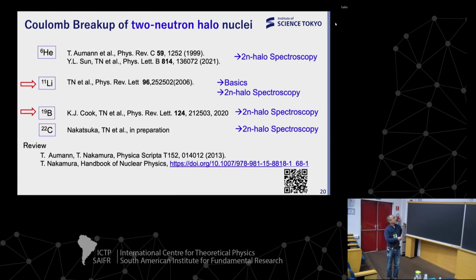Okay, that's it. Now I move to two neutron halo nuclei. This is more challenging, but maybe more interesting. For helium-6, there is a very nice pioneering work by Tom Aumann, but we also have recent publications from RIKEN data on lithium-11, boron-19, and carbon-22. Today I talk about lithium-11 and boron-19, and in the workshop next week, I'd like to show you some results on carbon-22, but not today.